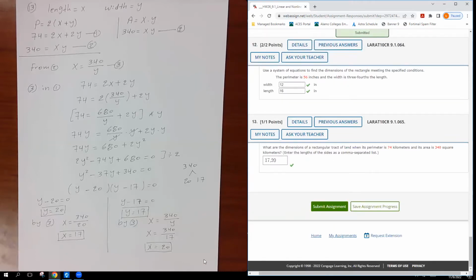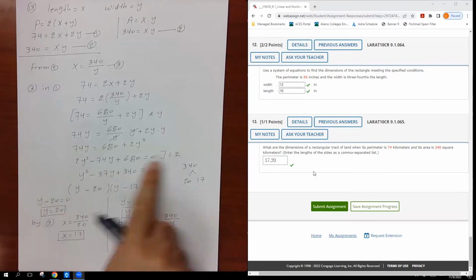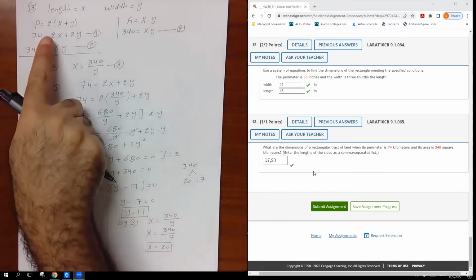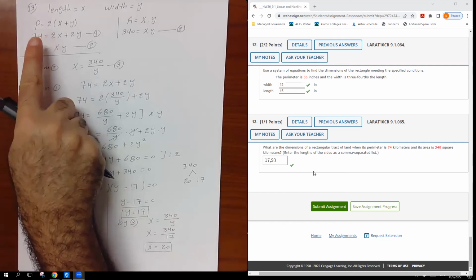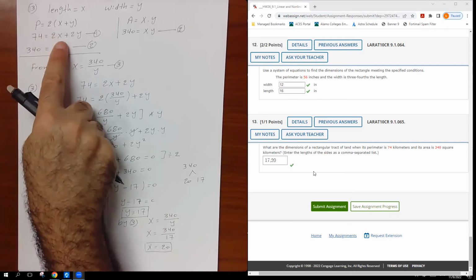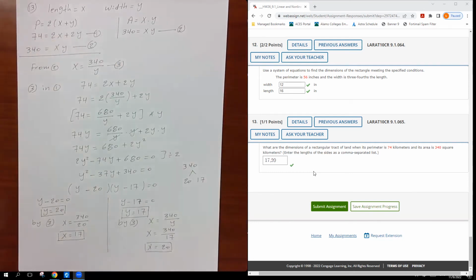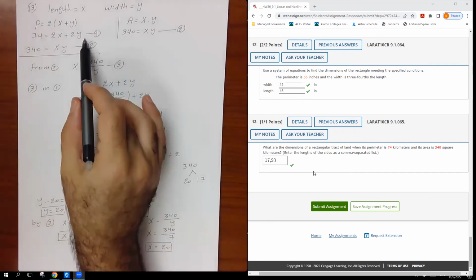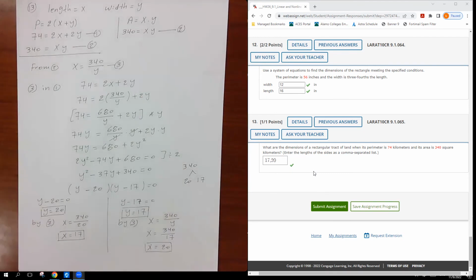That's it for example 13. Because you're always going to divide by 2 in this step, you can divide by 2 here. So it's going to be 37 equal to x plus y, but it's going to be the same way. Always you're trying to simplify it. If you want to simplify it here, it's going to be the same solution.